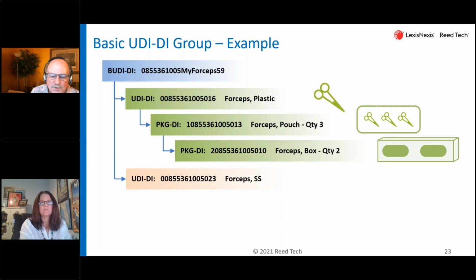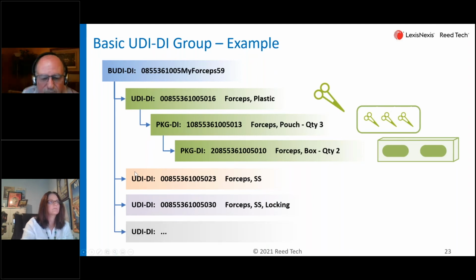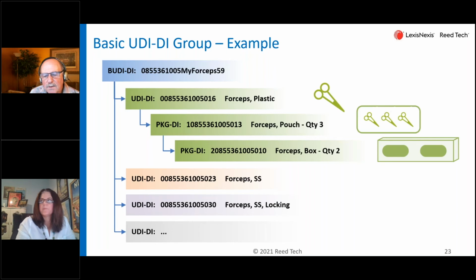Let's say this company also manufactures stainless steel forceps. So it meets all the criteria of the grouping, and therefore I can use this very same basic UDI for this second product line, and it may or may not have a packaging level. But I have a third product. It's a stainless steel forceps, and it has a locking feature on it. So I actually have a different model and version for that, and therefore it falls into this category. So you get the idea. You can put many of these products under this particular grouping.